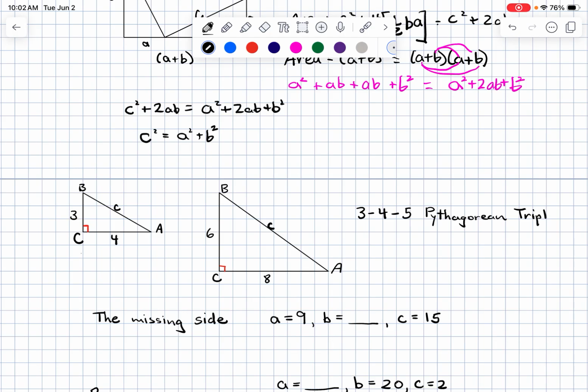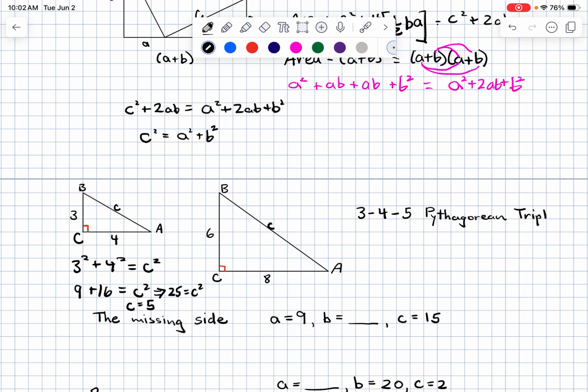So here's what we've got. We've got 3 squared plus 4 squared equals c squared. See? a squared plus b squared equals c squared. Now, that will give us 9 plus 16 equals c squared. Okay? That gives us 25 equals c squared. And that gives us c equals 5 because we take the square root on both sides.